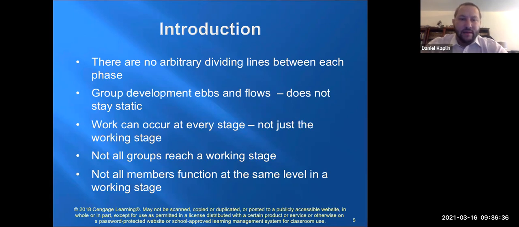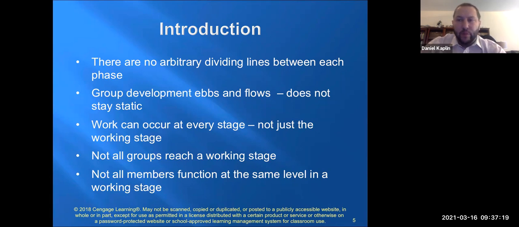So as I said earlier, work happens at every stage, not just a working stage. So I don't want you to think that working stage means now we're doing work. Remember when we talked about the goals of each stage, the goal of the initial stage is to establish trust. So that's the work that's being done. The transition stage is addressing risk-taking and the initial stages of conflict, right? So each stage has its own function, but not every group reaches the working stage, as I said.